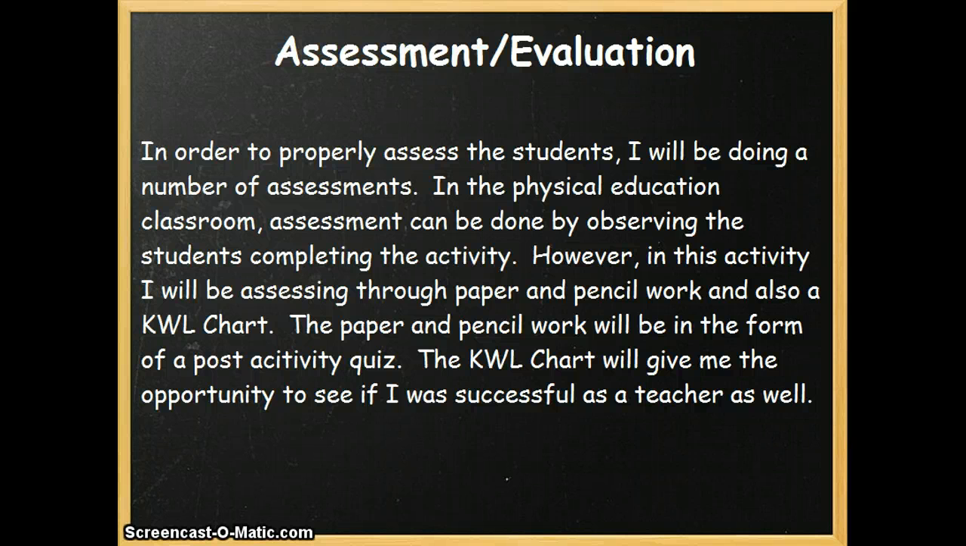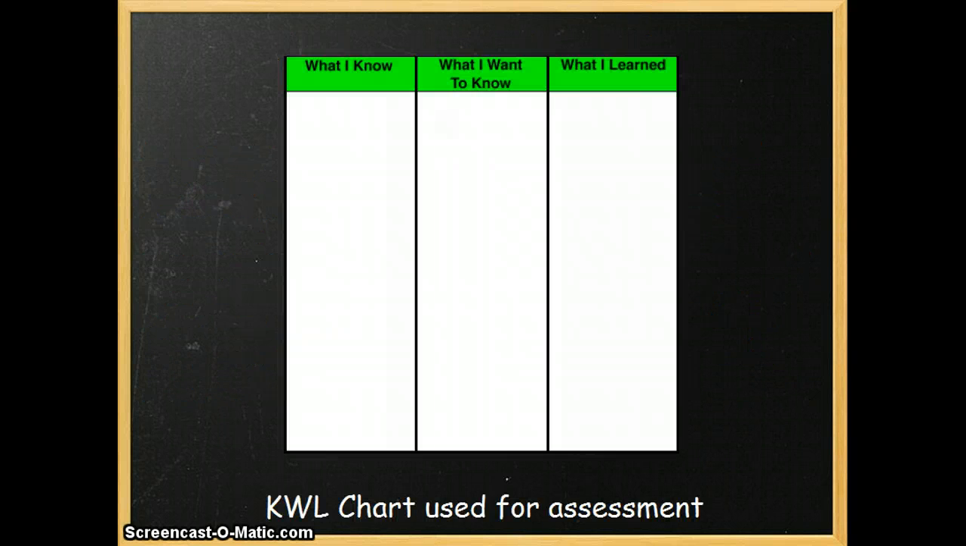Assessment for this class will be done in a number of ways. Normally, in a physical education classroom, assessment can be done solely by observing the students complete the activity. However, in this activity, I will be assessing through paper and pencil work and also a KWL chart. The paper and pencil work will be done with a post-activity quiz. The KWL chart will give me an opportunity to see if I was successful as a teacher as well. Here is an example of the KWL chart that I will be using for this class.